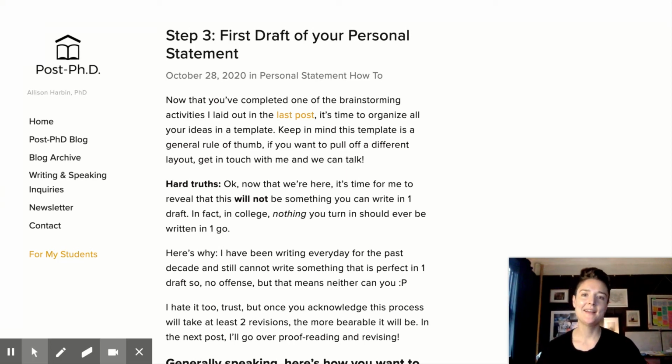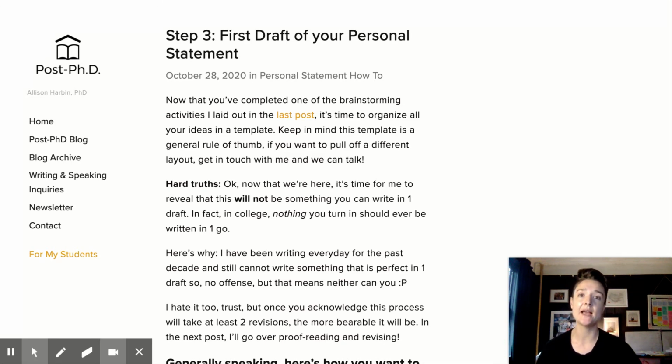Hi, you guys. It's time to get your first draft of your personal statement. In the last posts, we went over what even is a personal statement and how to brainstorm ideas for it. And in a lot of ways, the brainstorming is kind of the hardest part. What I've made for you guys is a template so that you have an idea of how to organize all of your brainstorming thoughts, and I'm going to go over it in this video.